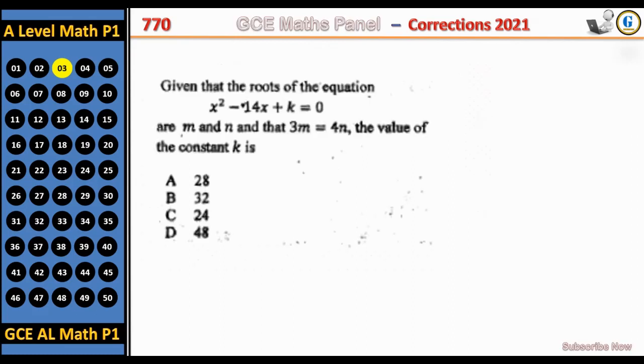Question 3. Given that the roots of this equation are m and n, and also given that 3m is equal to 4n, find the value of the constant k.